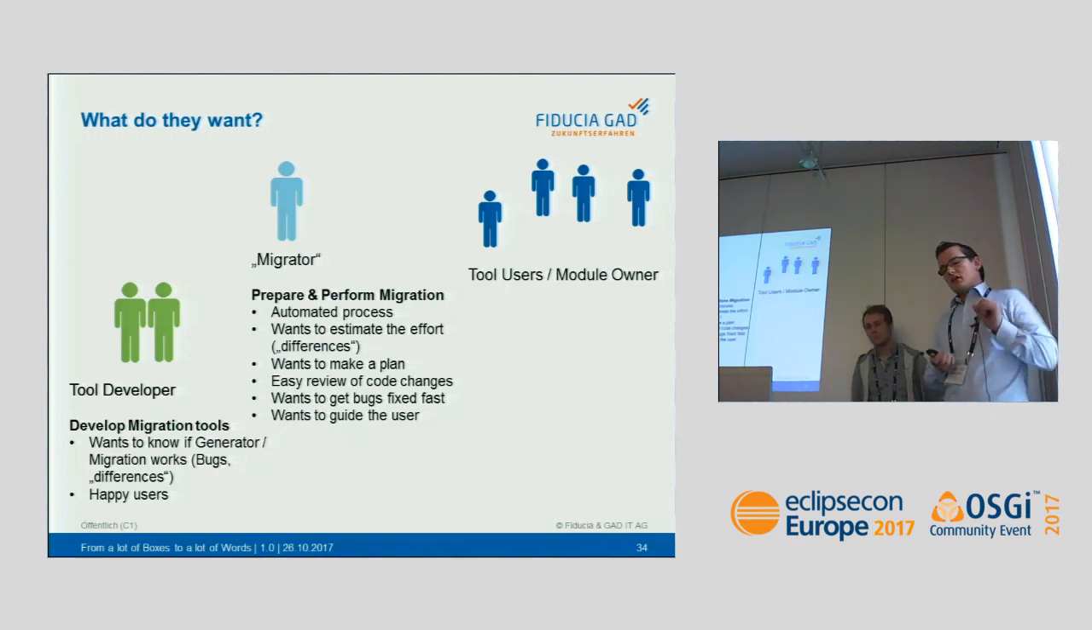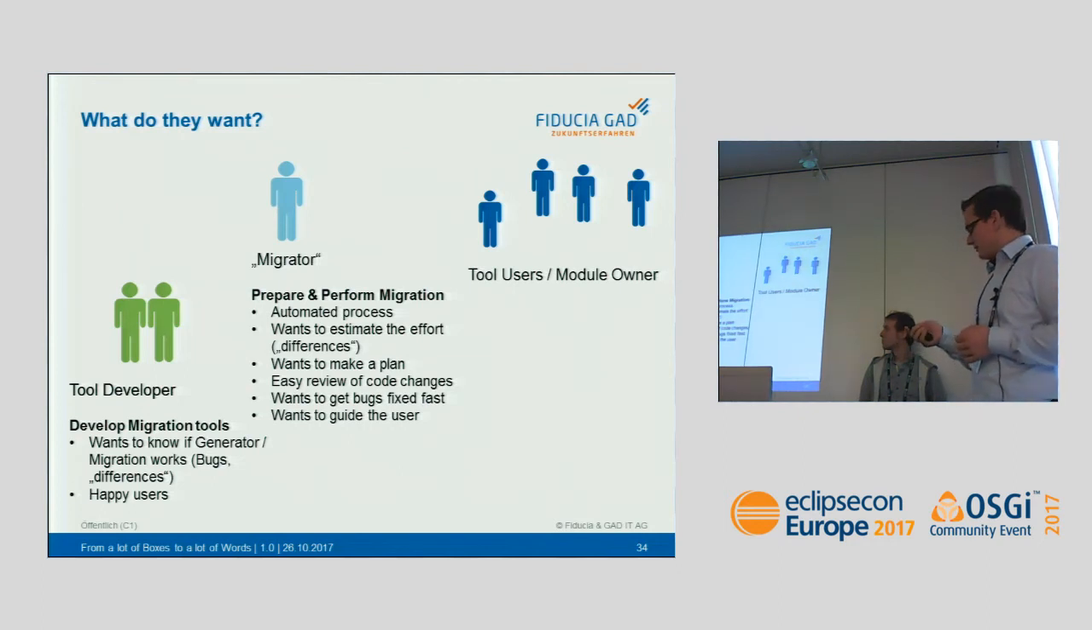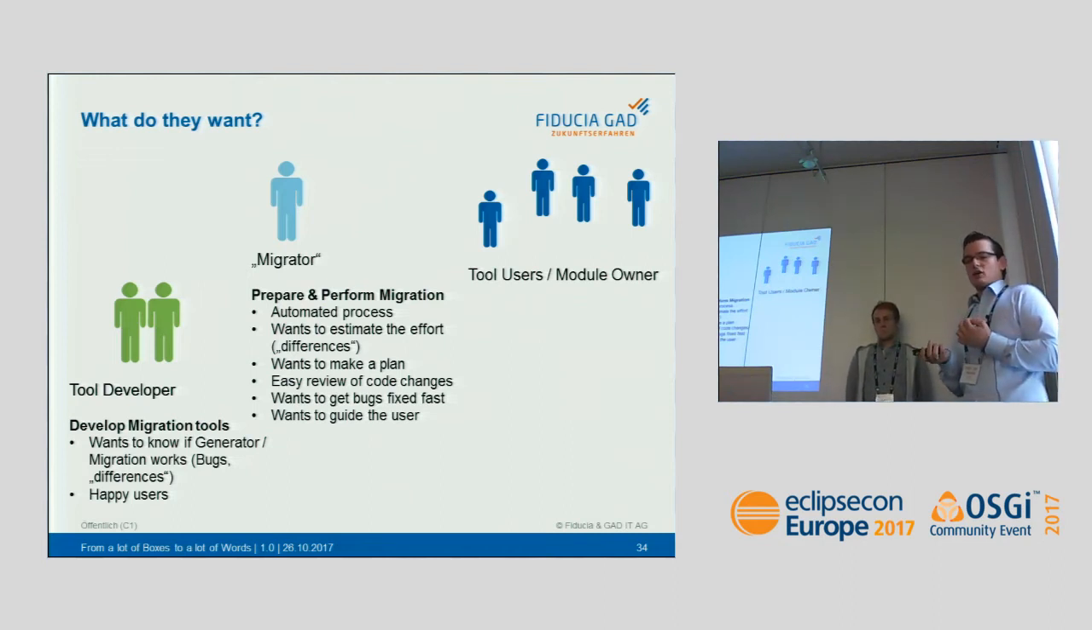The second role that is involved is the migrator. The migrator is a role that is in charge of preparing and performing the migration for all the 620 modules, because you need someone who has a complete overview. For 620 modules, you don't want to do that by hand, so he wants an automated process, and again, he wants to be able to tell the module owners what the effort will be. So he needs some sort of feeling: how many differences will there be, and how costly is it to remove them?